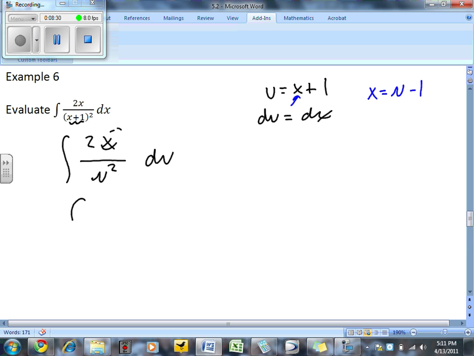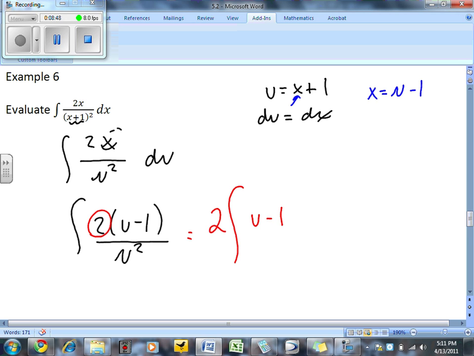So we'll have the integral of 2 times u minus 1 all over u squared. We know from our integrals that we can pull this 2 out. Anytime we're multiplying everything by a constant, we can pull it out. So we have 2 times the integral of u minus 1 all over u squared. And we've done this integral before. We just break it up into 2 separate fractions.